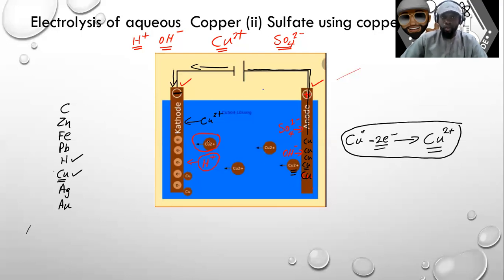So our copper ions will move to the cathode. They will accept the two electrons that were given up by the copper atoms over here at the anode, to form copper atoms on the surface of our cathode. The copper cathode will become larger and larger as layers upon layers of copper are coated onto it. So the copper cathode would become bigger and bigger.